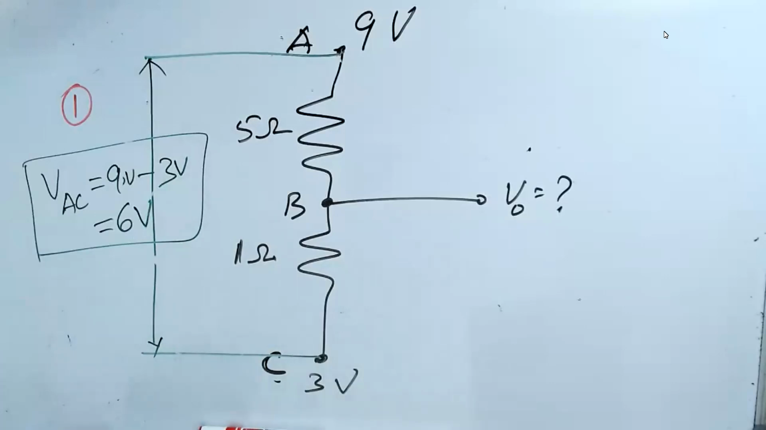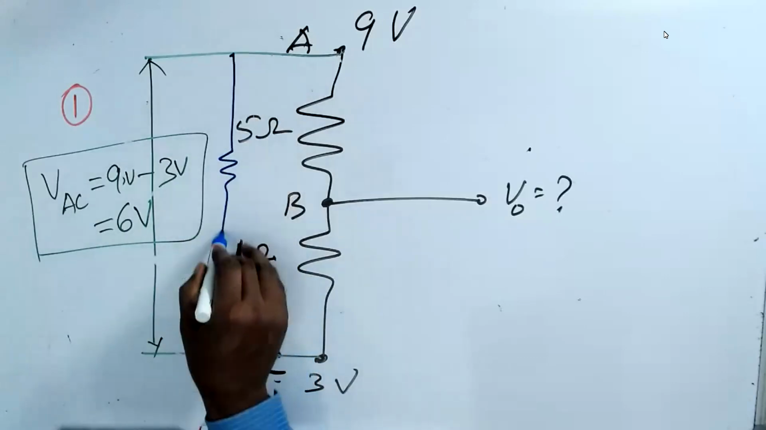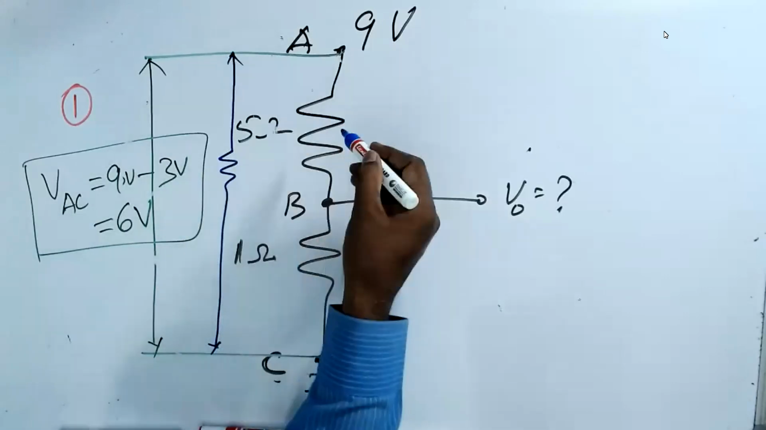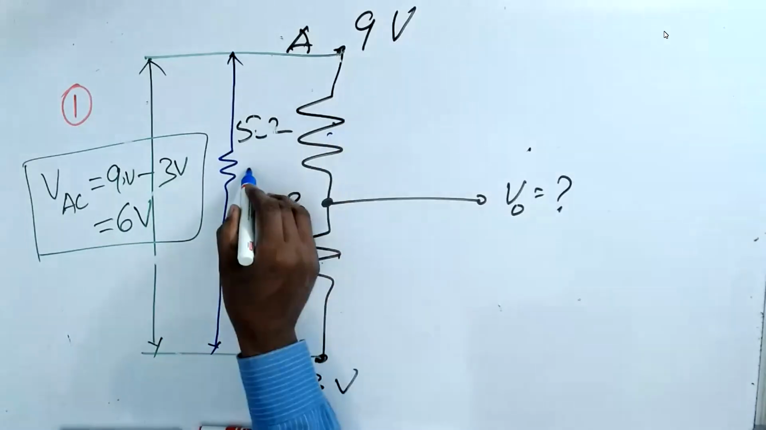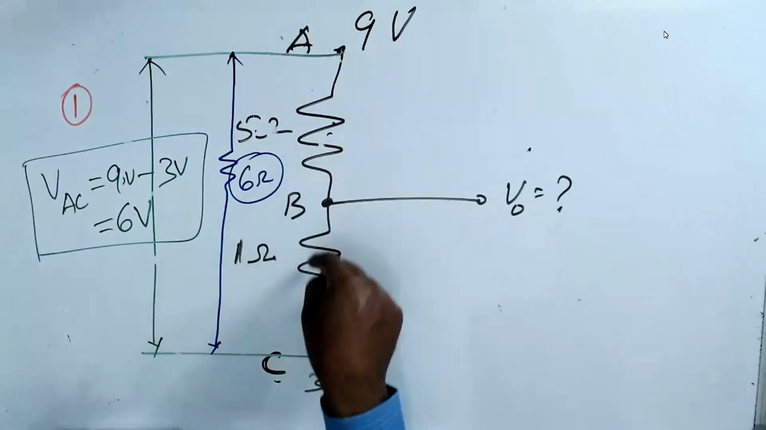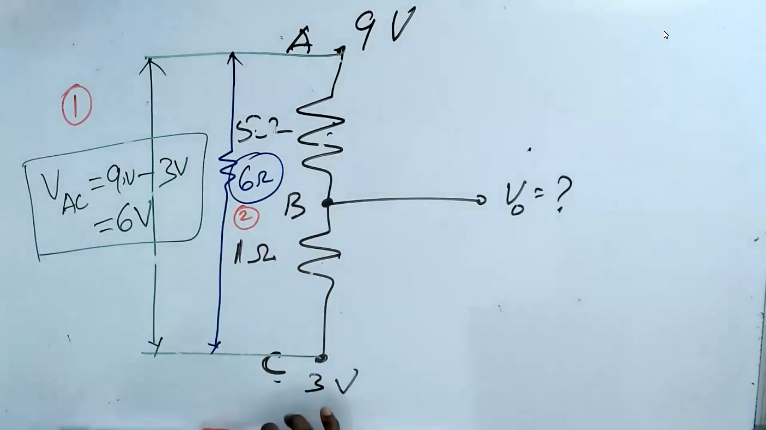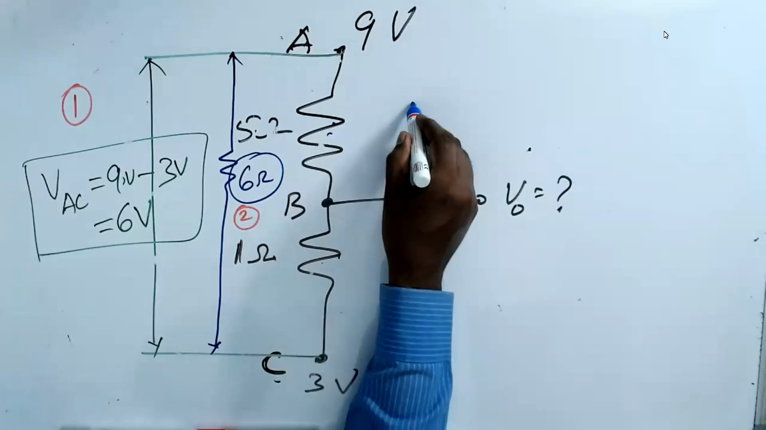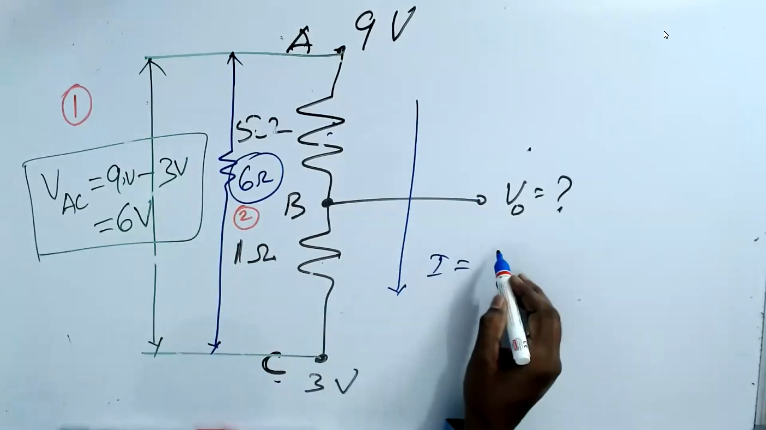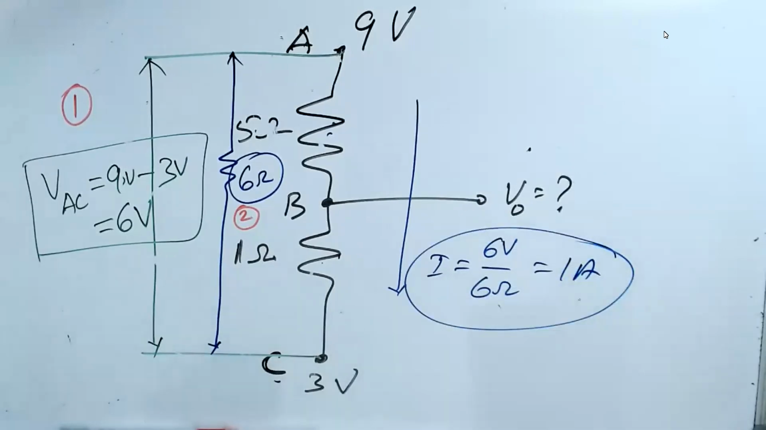Step 2 is the resistance across this. Both are connected in series, so 5 plus 1 is 6 ohm. Because they are in series, I added them. That's why I told you R1 plus R2. Third, I find out the current passing through this. I is equal to 6 volt by 6 ohm, which is 1 ampere. This is the third step.